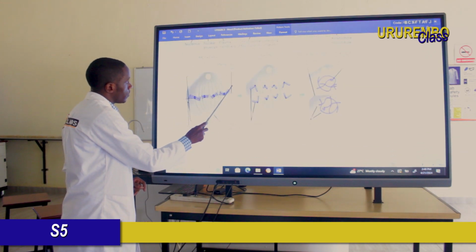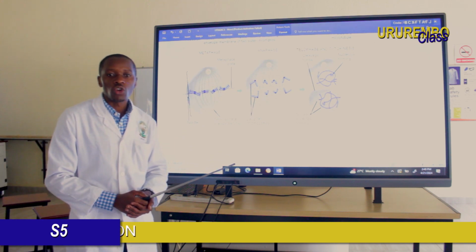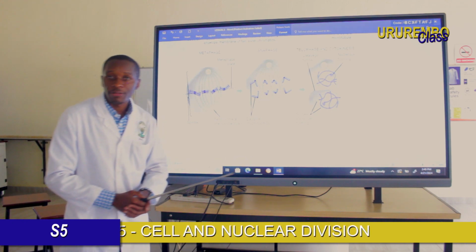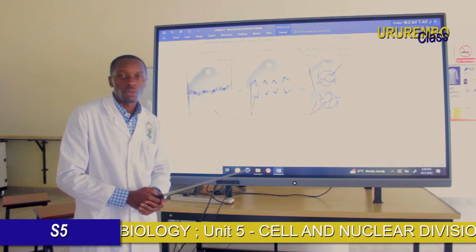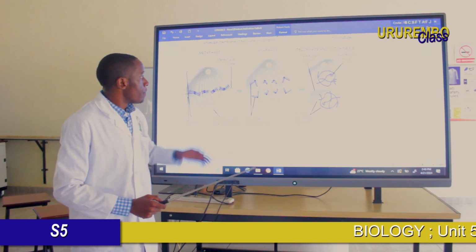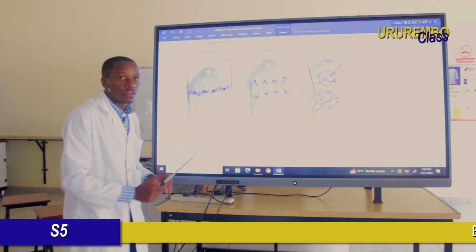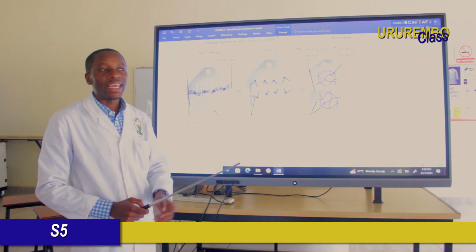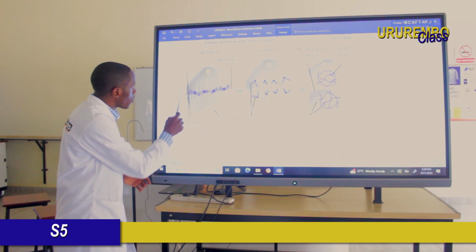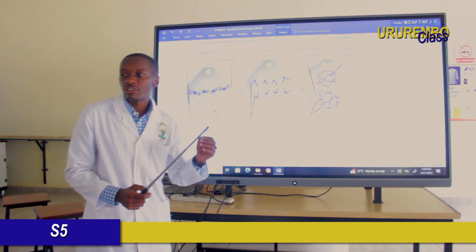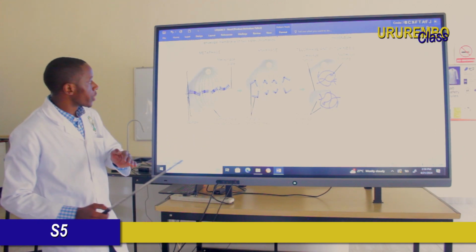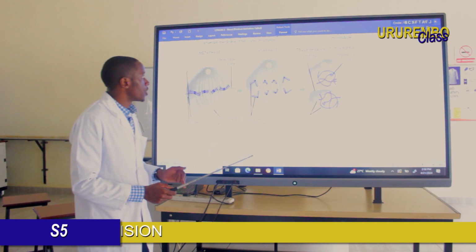For this metaphase, all the chromosomes are lined up at the equator. It means that in mitosis there is no pairing up of homologous chromosomes. Here in mitosis, you find non-homologous chromosomes lined up at the equator, which is also called the metaphase plate. All the chromosomes are lined up at the metaphase plate, or equator.